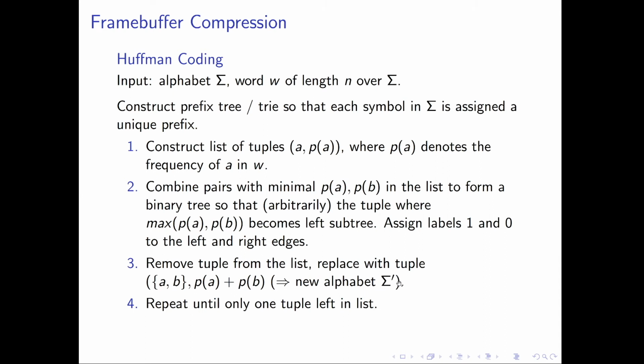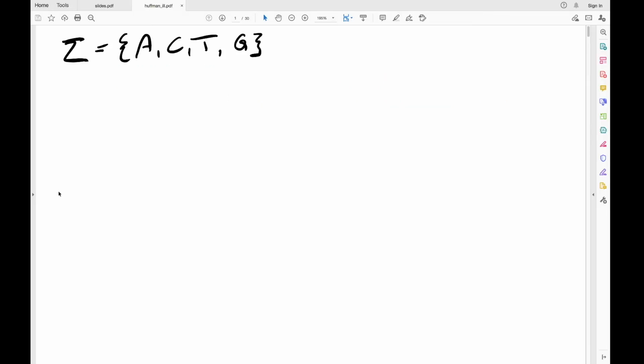So in the end, we have a new alphabet sigma dagger here. Then we would repeat that, going back to step 2, until eventually we have only 1 item left in the list that represents the whole binary tree that we constructed this way. And I'll just walk you through a quick example so that you get a better understanding of how that works.